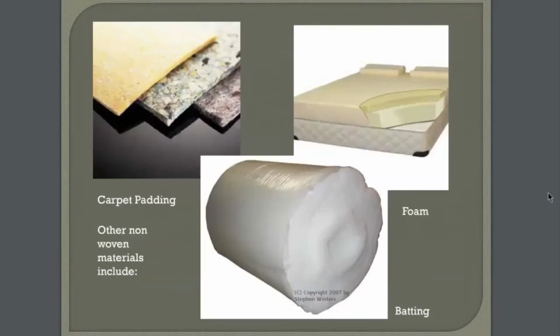What else maybe isn't woven? Well, what about things like foam or carpet padding? Carpet padding or batting is just fibers meshed together and pressed together to form something that resembles a woven textile. It's not woven, but it is a fabric. So things like carpet padding, batting, and foam.